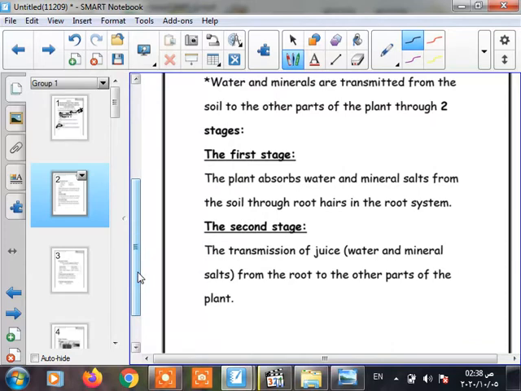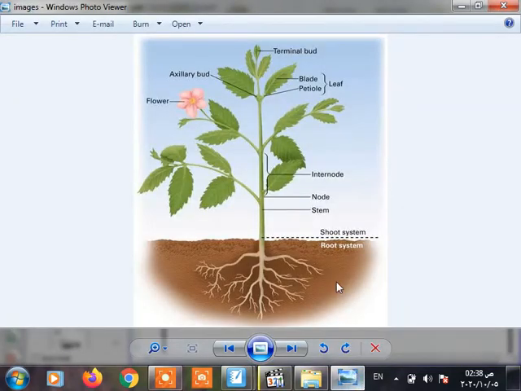And we see the structure of the plant first, and we see that it consists of two parts: the root system and the shoot system. As we see in these pictures, the root system is inside the soil, and it includes the root and root hairs. What's the function of root hair? As we say, it absorbs the minerals, salt and water from the soil.